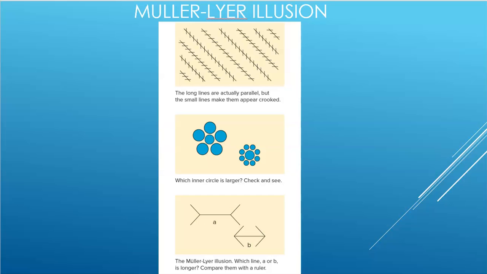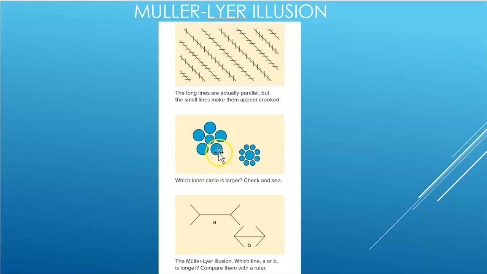That they're, well, this one might be kind of straight, but then these ones are going kind of off to the side of it. But actually, all these long lines are parallel, and it's these tiny lines in between or on them that make them appear crooked because they're going in different directions.